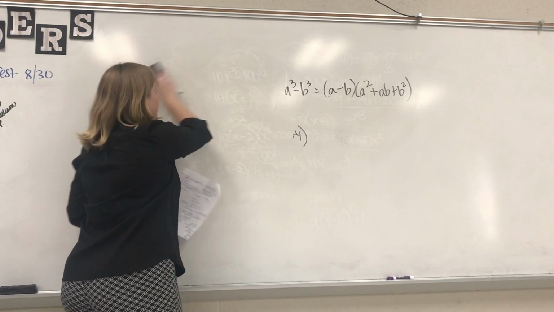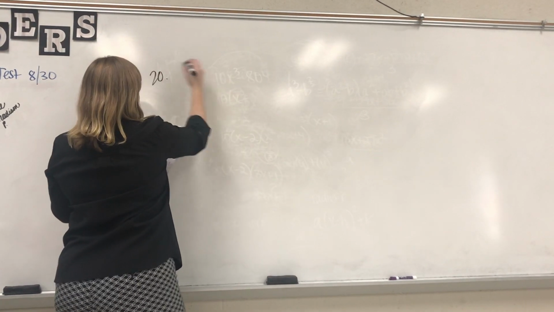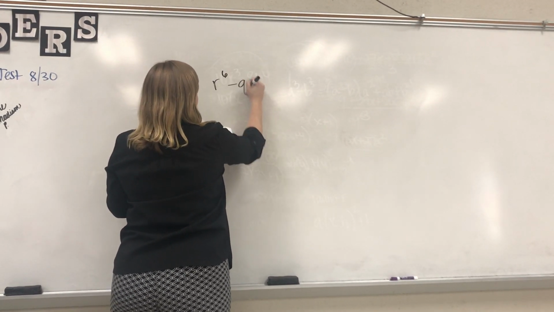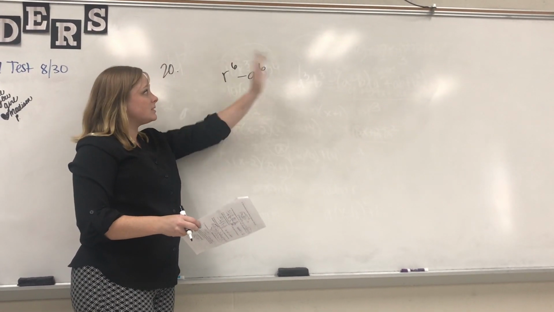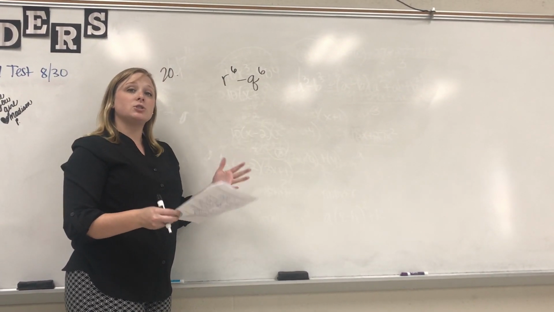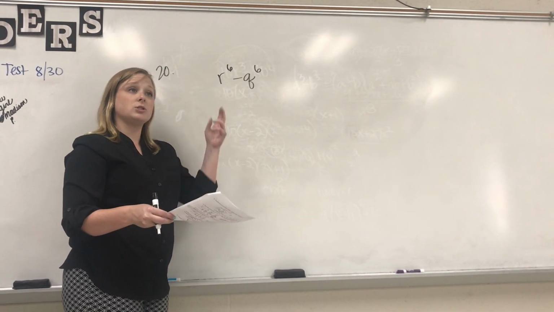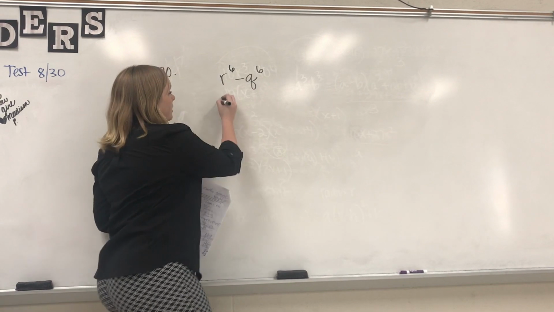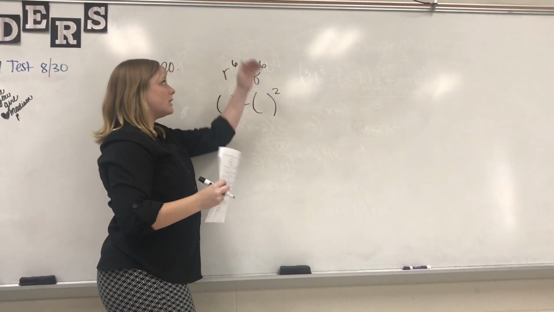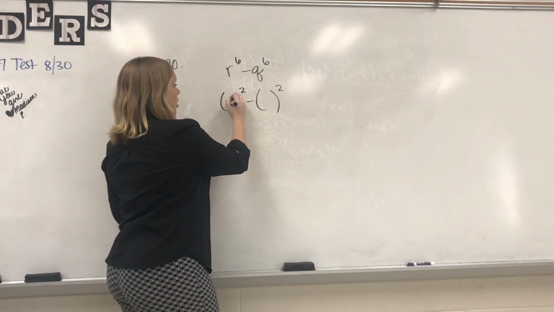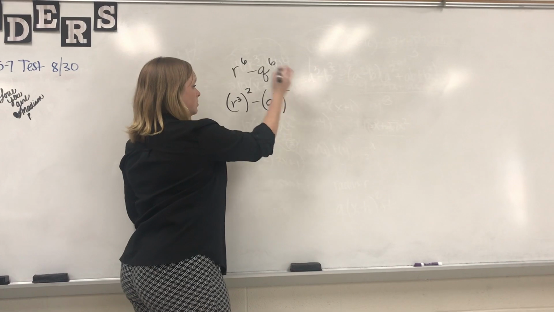All right, number 20. r to the 6 minus q to the 6. We did a few examples like this. Remember, when you have a 6 exponent, you're always going to do difference of squares first, then you're going to break it down to difference of cubes. So think 2, then 3. So what could I make r be that if I squared it, it would get me back to r to the 6? Well, r cubed squared is r to the 6. Same goes for q cubed squared.